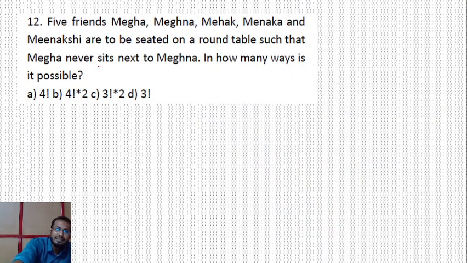Next question. 5 friends, Megha, Meghna, Mehak, Menaka and Meenakshi, are to be seated on a round table such that Megha never sits next to Meghna. This is the main thing.